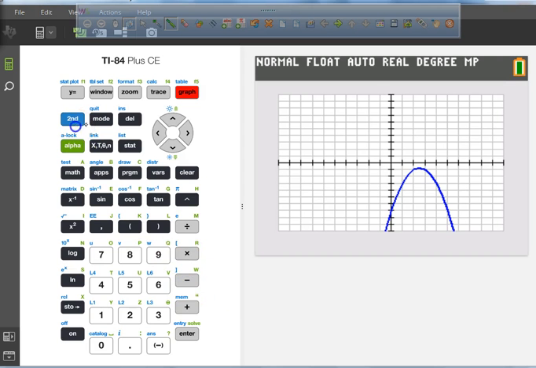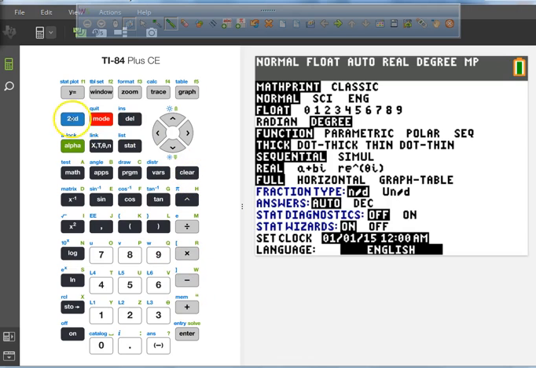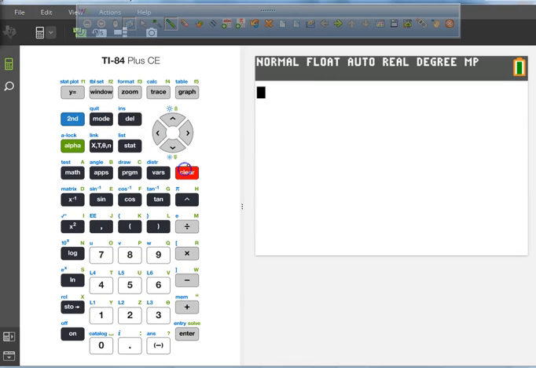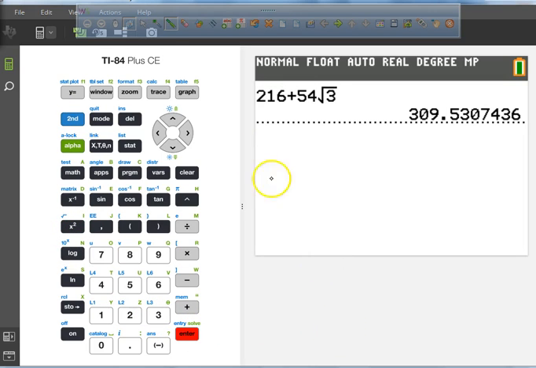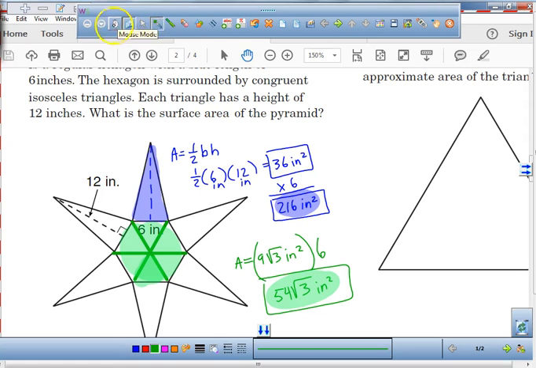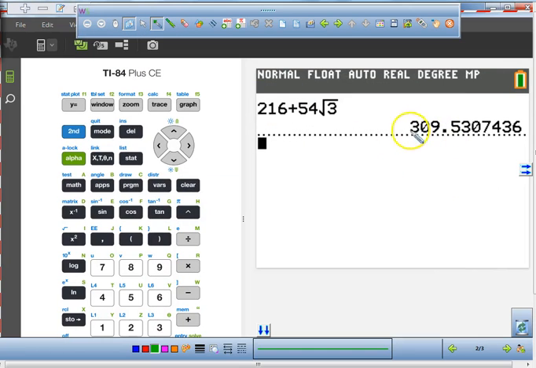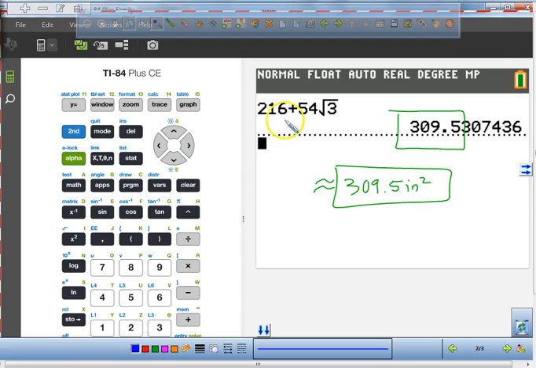So we take 216 and we add it to 54 radical 3, and that gives us our final answer. The surface area of this pyramid is approximately equal to 309.5 inches squared.